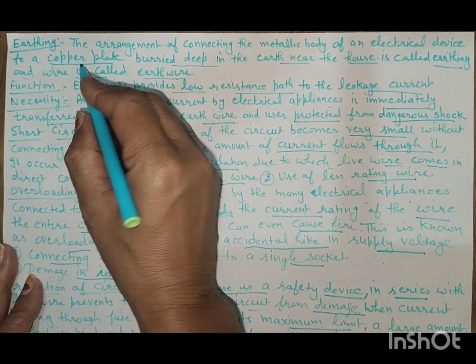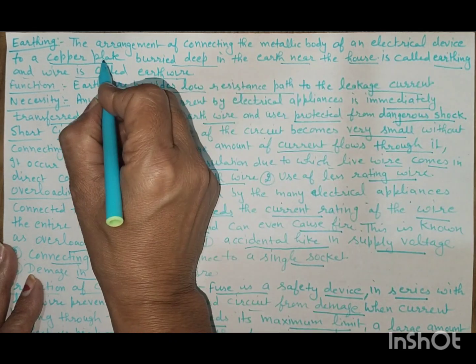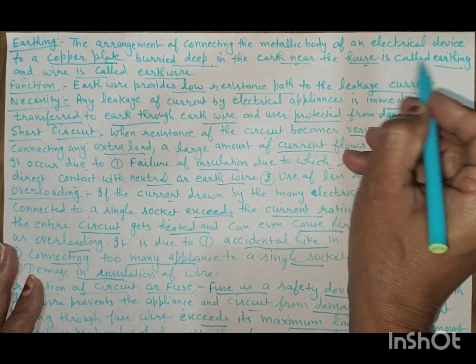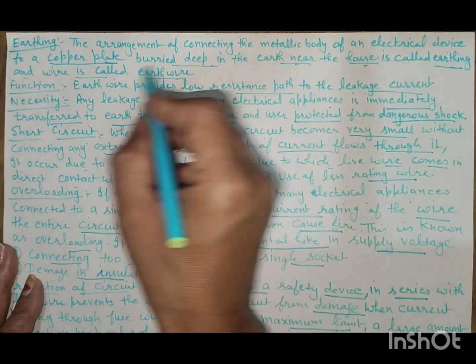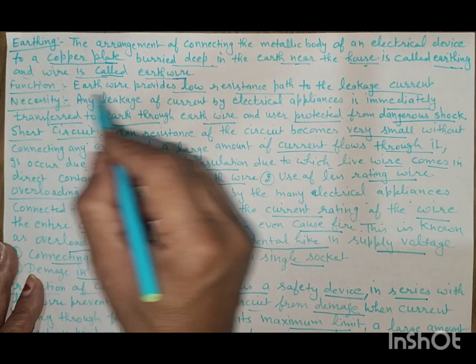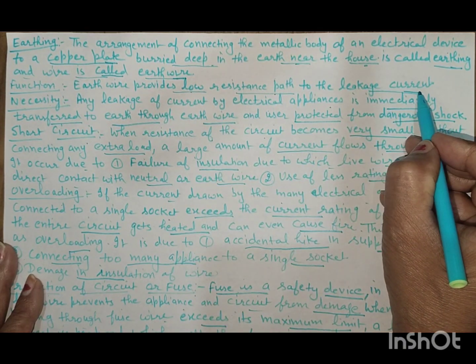Earthing. The arrangement of connecting the metallic body of an electric device to a copper plate buried deep in the earth near the house is called earthing, and the wire used in the earthing is called earth wire. Function: earth wire provides a low resistance path to the leakage current.